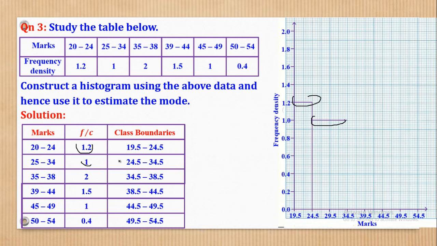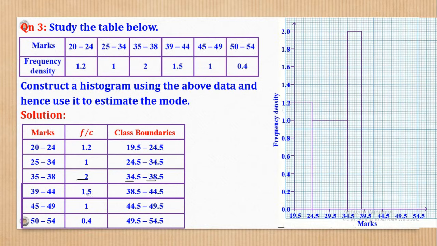And you must be keen with the ranges. 1.2 starts from 19.5 to 24.5. Then this one starts from 24.5 to 34.5. So you must be keen of the ranges. Then 1.2 starts from 34.5 to 38.5. So draw it also.